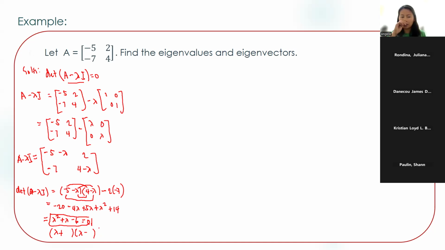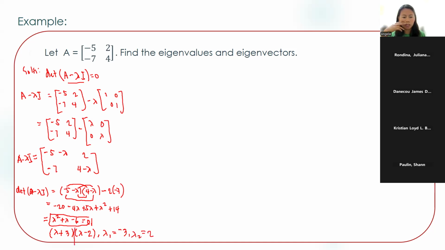Okay, factoring. What are the factors of 6 that, if you are going to add them, will result to positive 1? Factors of 6, 3 and 2. So we have 3 na positive and 2 na negative. So we are going to add 3 plus negative 2. May mo siyang positive 1. So these are our factors now. Therefore, we can say that your lambda 1 is equal to negative 3, and your lambda 2 is 2.